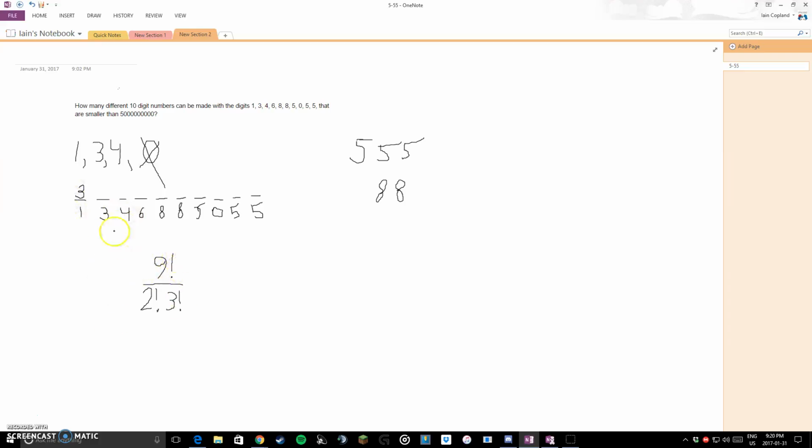However, this isn't all the equation is. We also need to put the 3 and multiply that. So then if you were to punch all this into your calculator, you would come out with an answer of 90,720 different ways that you can make a number that's smaller than 5 billion with these digits up here.